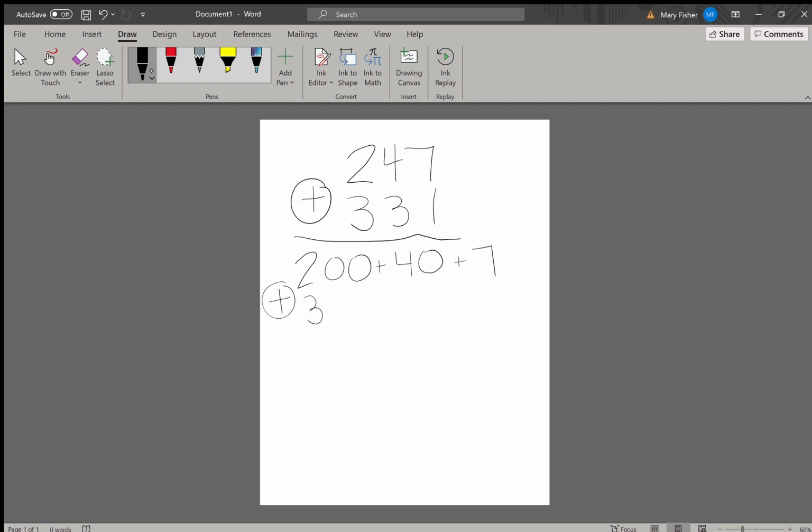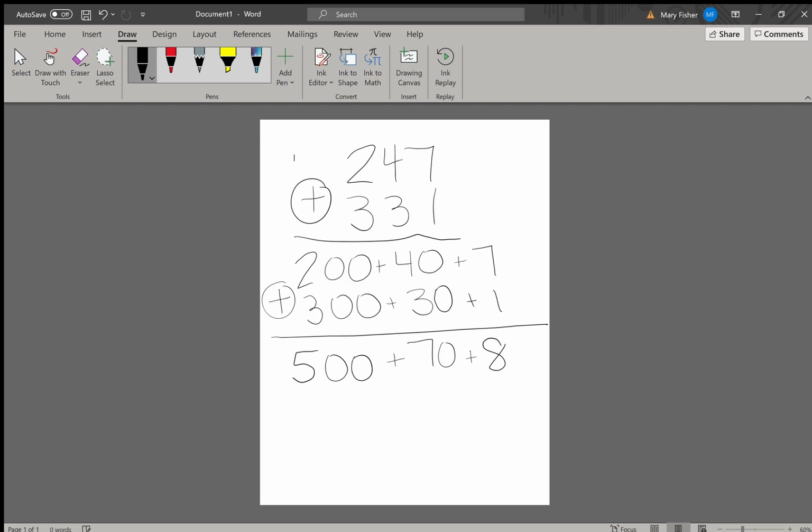So I'm going to put 300, because there are three hundreds, 30, because there are three tens, and then 1, for the one. And now I have all of my place value lined up that I can now add starting in the ones place. So 7 plus 1 is equal to 8. 40 plus 30 is equal to 70. And 200 plus 300 is equal to 500.